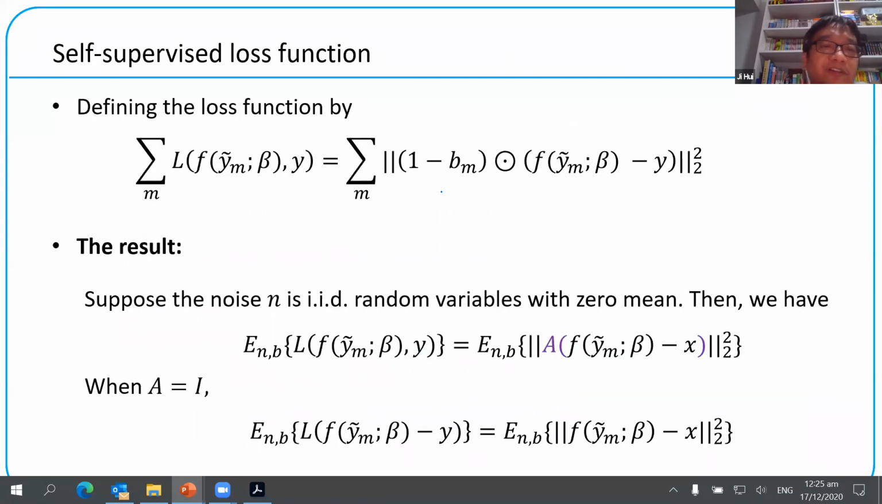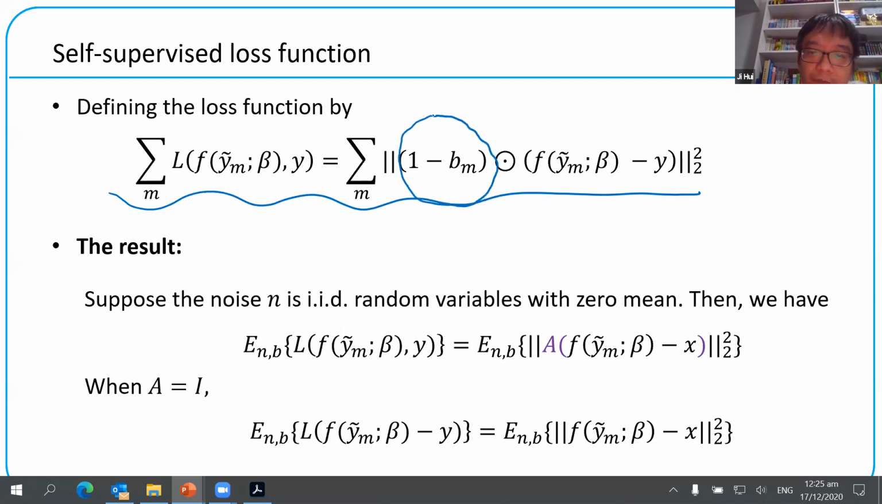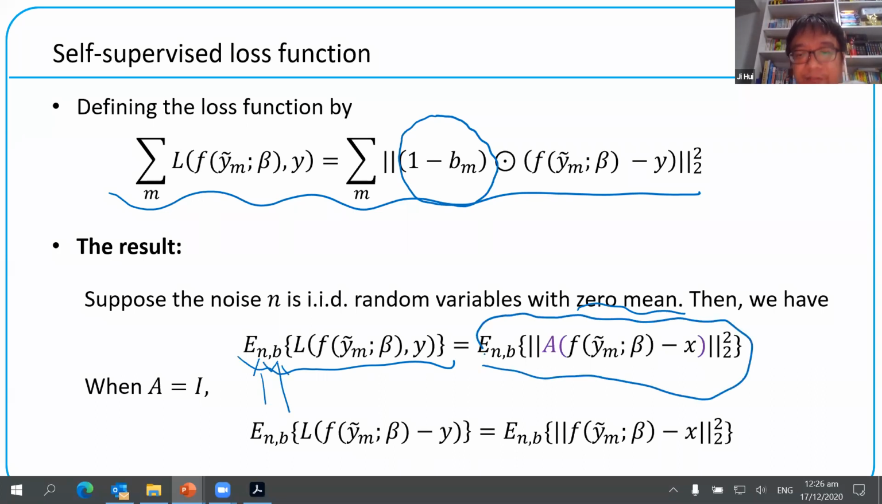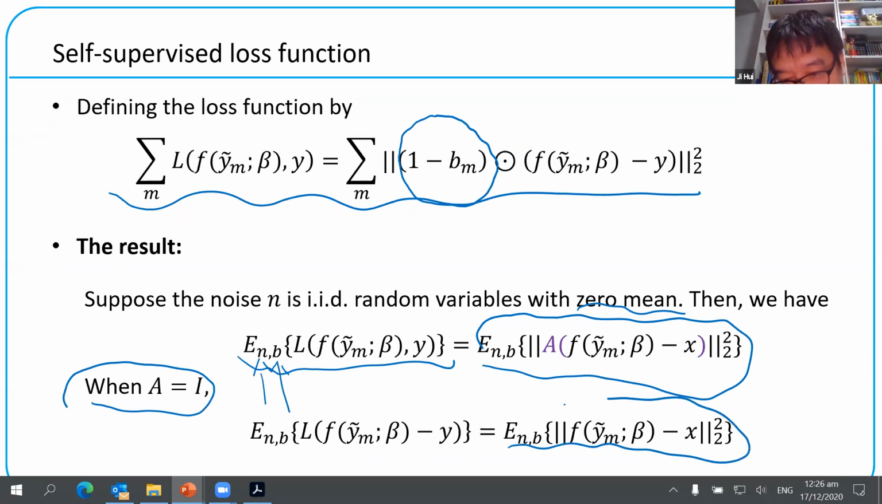Now we're ready to define the loss function. You have these Bernoulli vectors multiplied here, and you can prove that if I consider IID random noise with 0 mean, then the expectation over all these Bernoulli variables and the noise is exactly this form, a weak form of the supervised version. When A is the identity, which is the case of image denoising, in terms of expectation it gives you a supervised loss function. That's very good news.